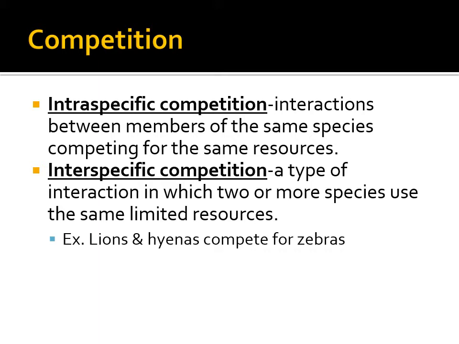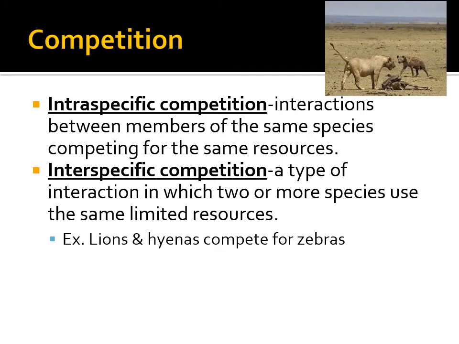Interspecific competition. This is a type of interaction in which two or more species use the same limited resources. So an example would be something like lions and hyenas, two different species. Oftentimes they're depending on some of the same organisms for their food. A lot of times hyenas kind of back off a little bit and let the lion get the first take on that. But sometimes hyenas do get pretty hungry, and they might try to close in and chase the lion off if there's only one of them, so they can get to the food. So that's an example of interspecific competition, competition between two different species.